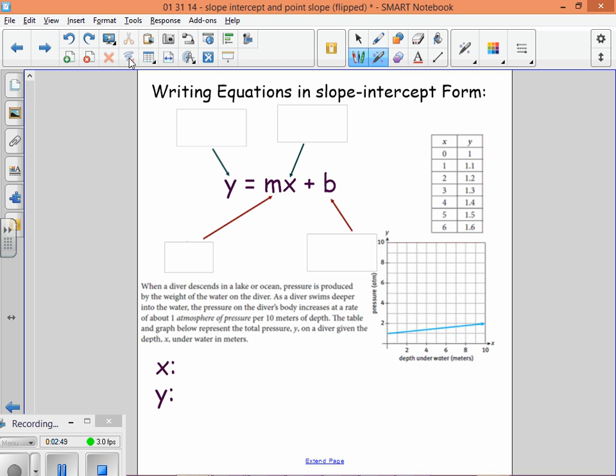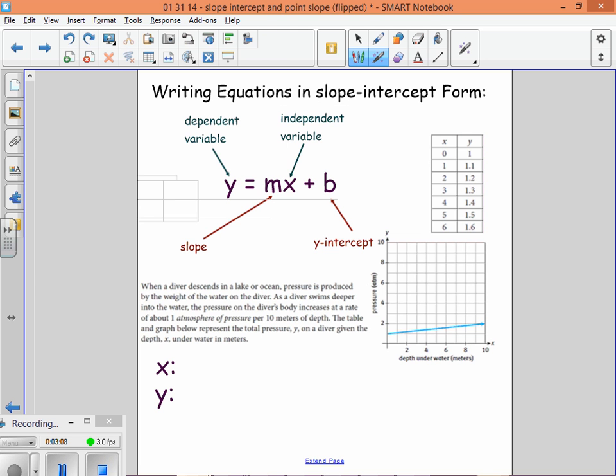I know this is review. M is going to be your slope. B is going to be your y-intercept. Now, those are the easy ones. The ones that people sometimes mess up on are y and x. Y is always going to be your dependent variable, and x is always going to be your independent variable.